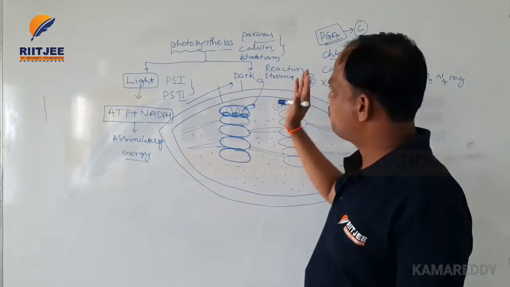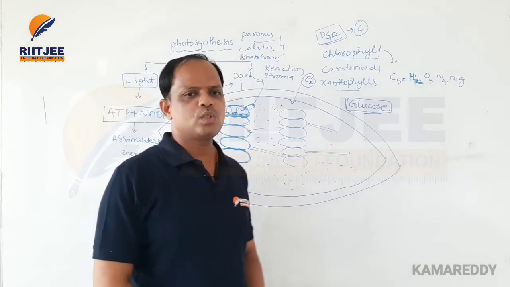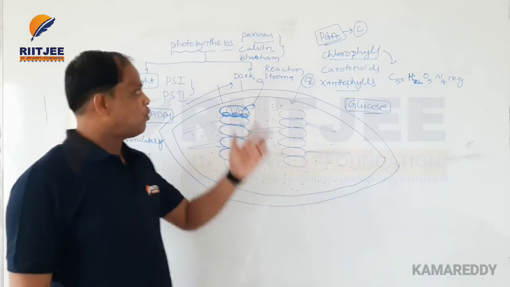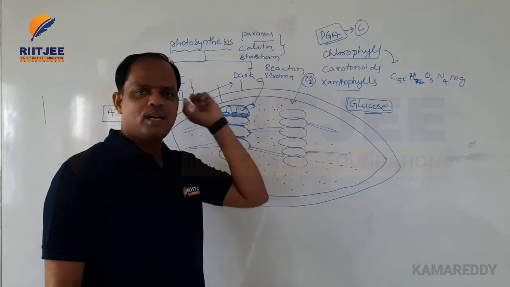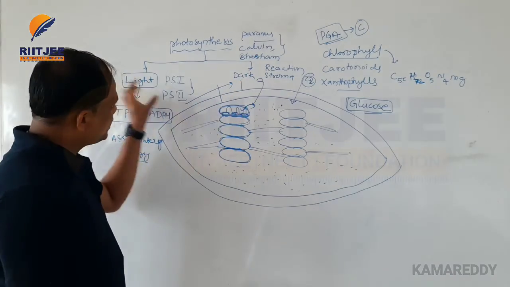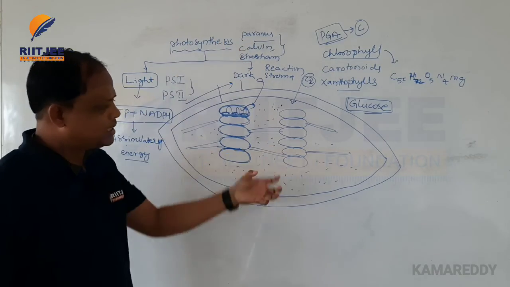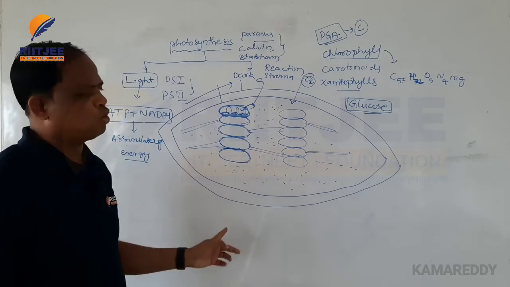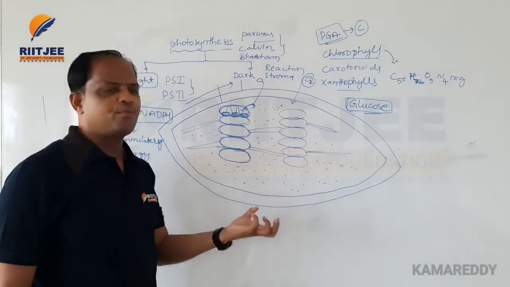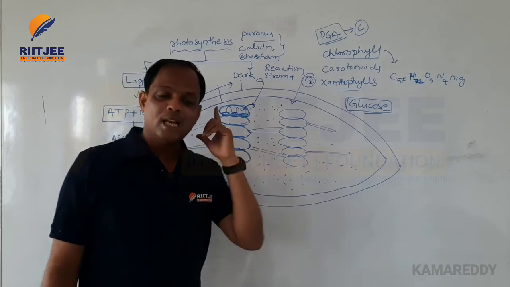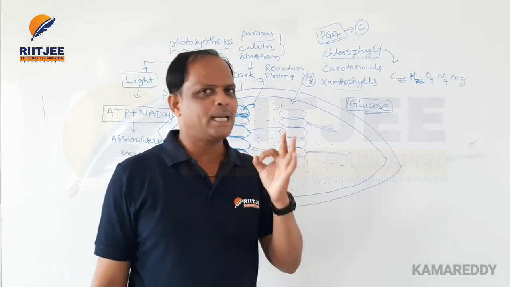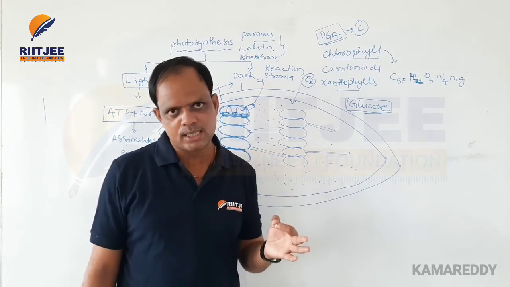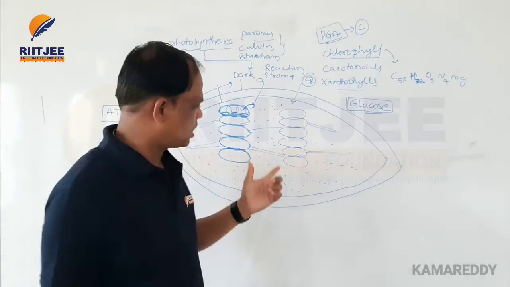The second one is the photosynthesis process. Photosynthesis is carried out in two reactions: the light reaction and the dark reaction. All the process is carried out in the photosynthetic unit, which is called the chloroplast. This is the rough diagram of the chloroplast. The chloroplast is also called a semi-autonomous organelle and a double-membraned organelle.